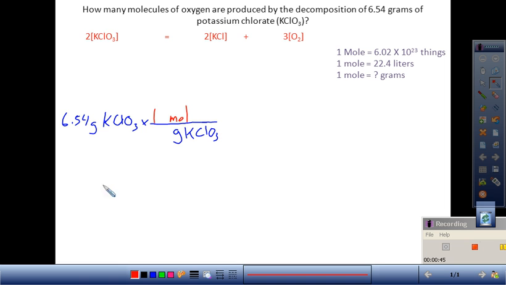Now to get my grams of KClO3, I'm going to go to my periodic table. Now I have 1 potassium, 1 K, I have 1 Cl, and I have 3 oxygens. I go to my periodic table. K, potassium, is 39.1 grams. Chlorine, Cl, is 35.5 grams. And oxygen is 16 grams.